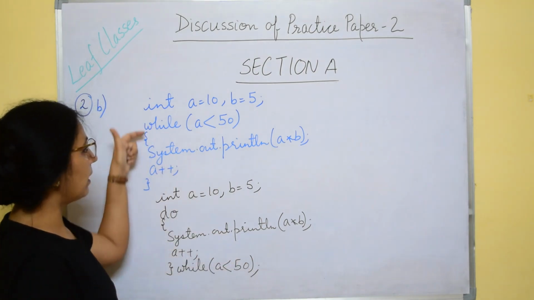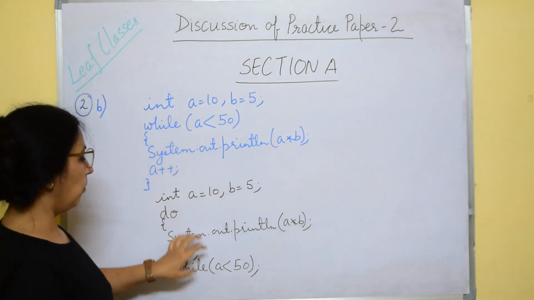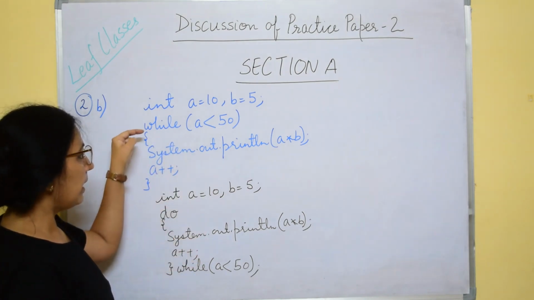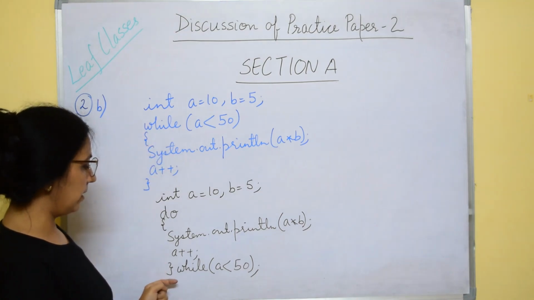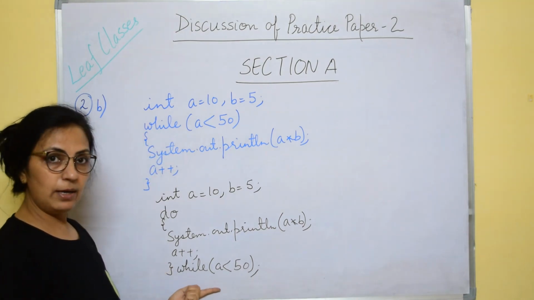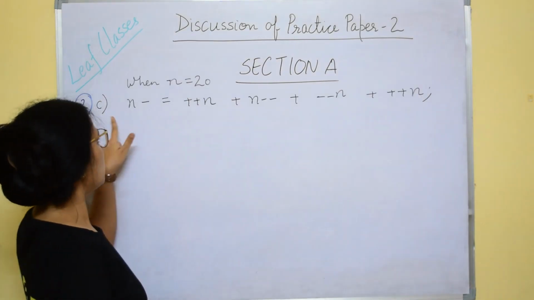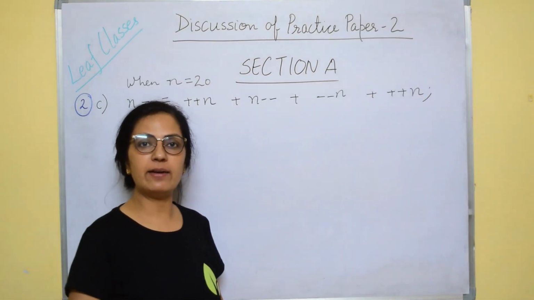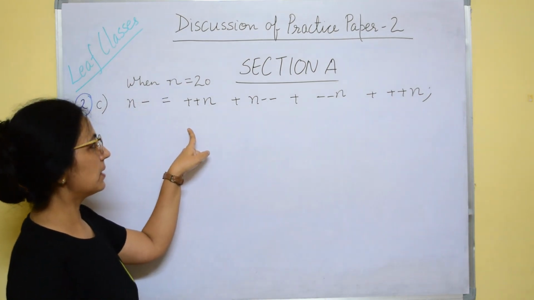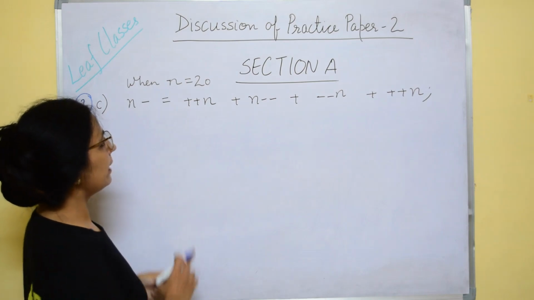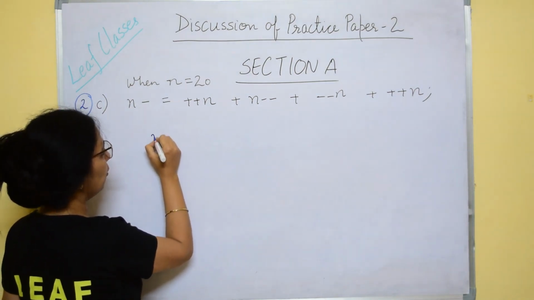So this is how we convert while loop into do while. The body of the loop will remain the same, only in place of while in the beginning we write do, and after closing we write while with the condition and semicolon. Question number 2c, you have to calculate the value of n after execution of this statement. The initial value of n is given as 20, so we have to evaluate the value of n.